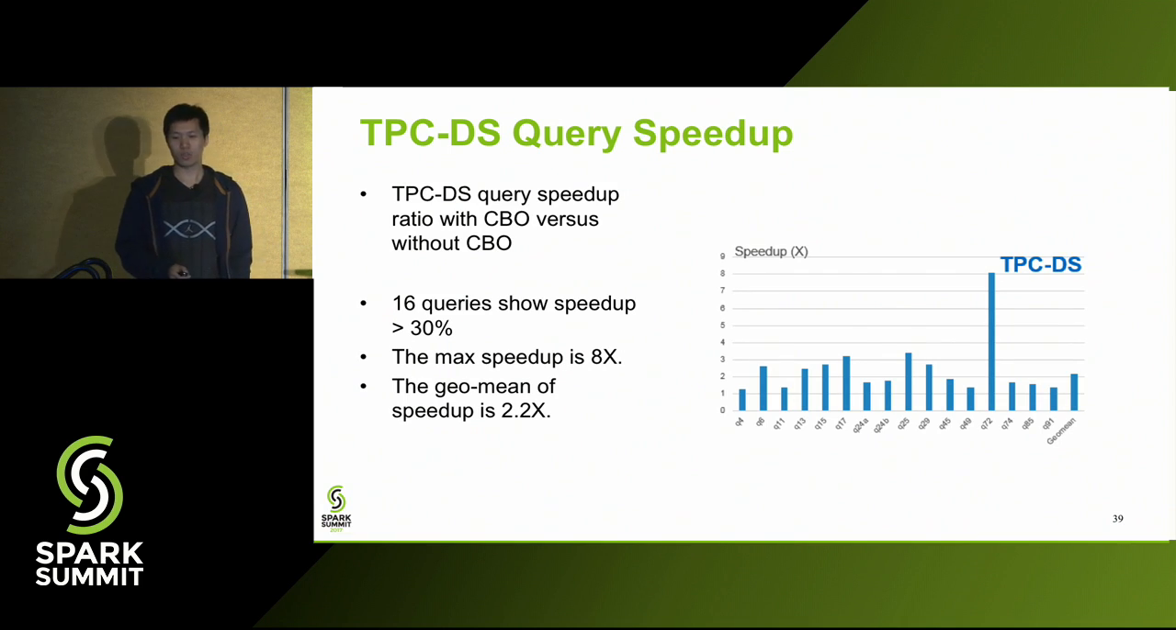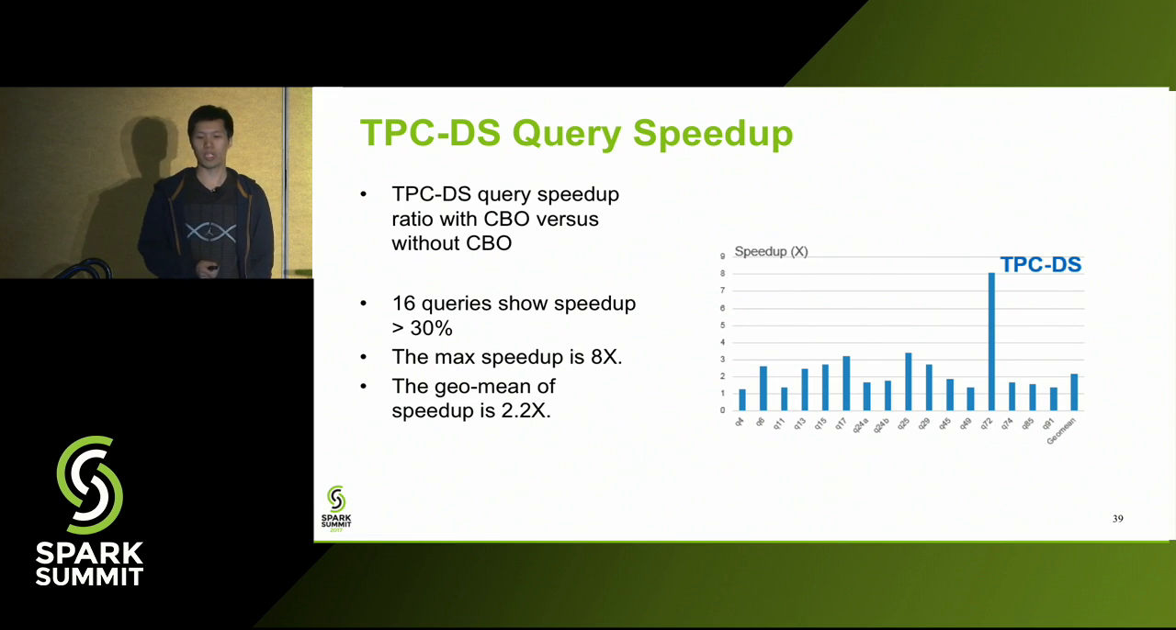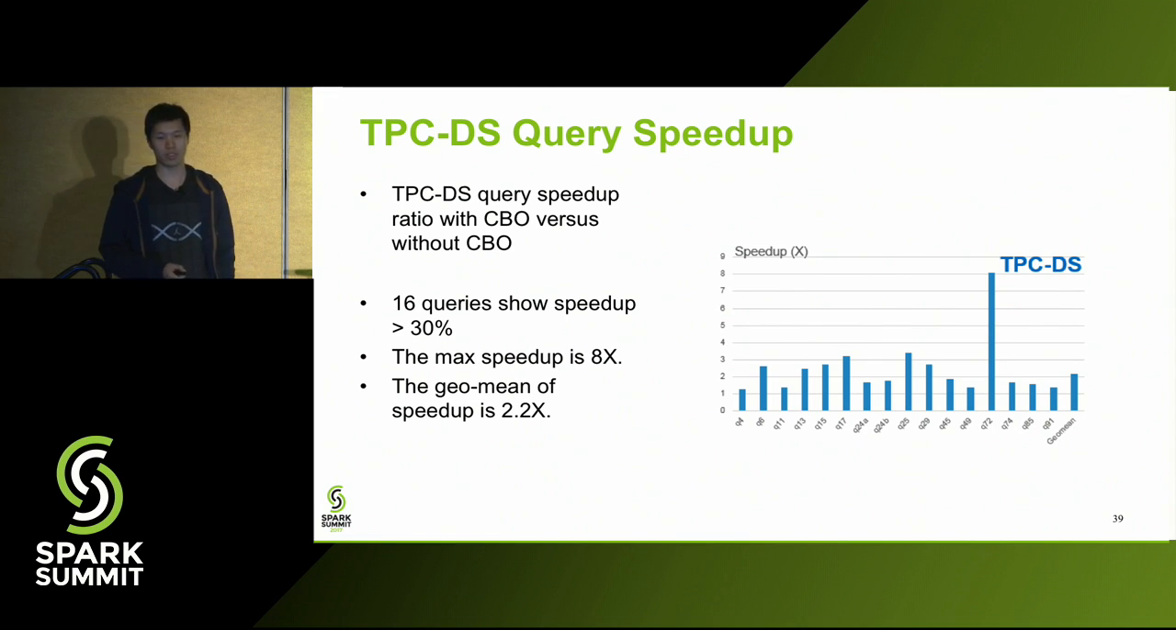Now, in this slide, we extracted those queries where CBO can give us a major performance gain. There are a total of 16 queries for which CBO brings a major performance gain greater than 30%. The max speed up is 8 times, and the geomean of speed up is 2.2 times. Overall, the results of this benchmark test look very promising for our first release of CBO. But of course, it still has room to improve.